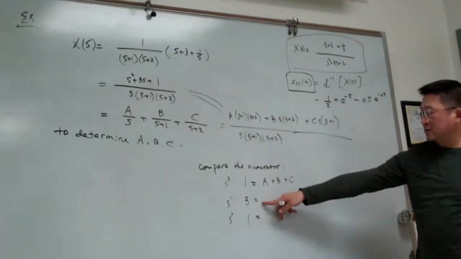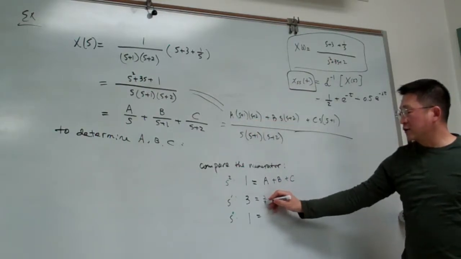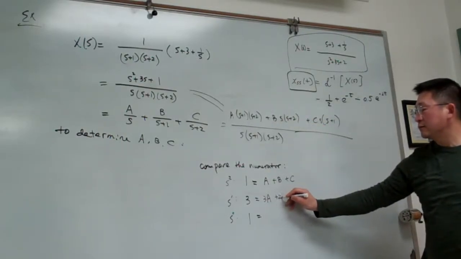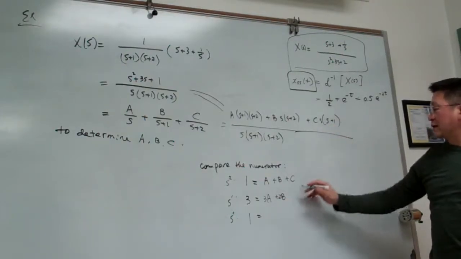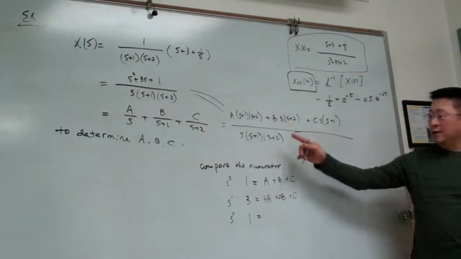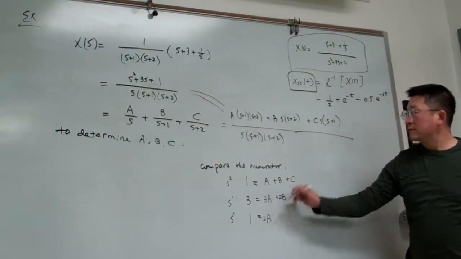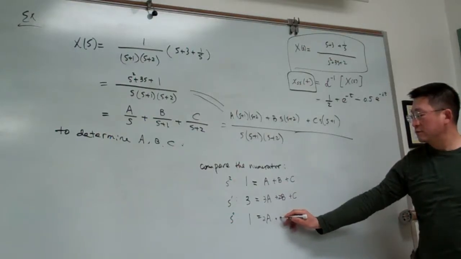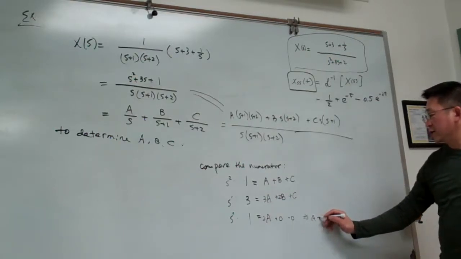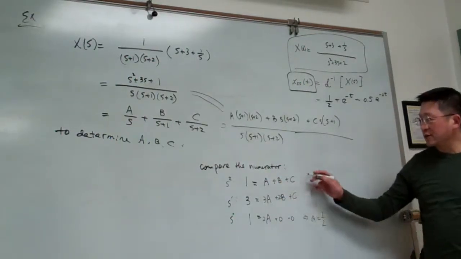For S, the linear term, if you do this carefully, that will contribute 3A. For this term, that is 2B. For this term, that is C. Good? Okay, now for the constant term, this one multiplied is 2A. For this term, it is 0. For this one, 0. So therefore, from here we can determine A equals 1 over 2, that is a half. Once you have A solved, from here you can determine B and C.